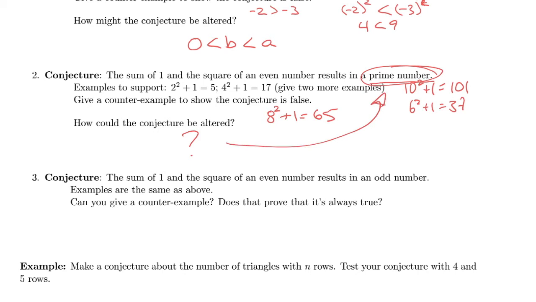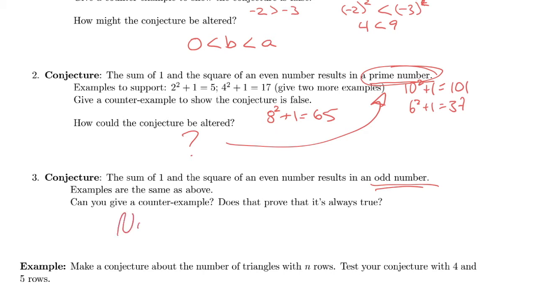Not in a way, certainly, I think that preserves that prime number here. Now look at the next question. It says, the sum of 1 and the square of an even number results in an odd number. Okay, so we're completely backing off the whole prime thing here. So can you give a counterexample to that?